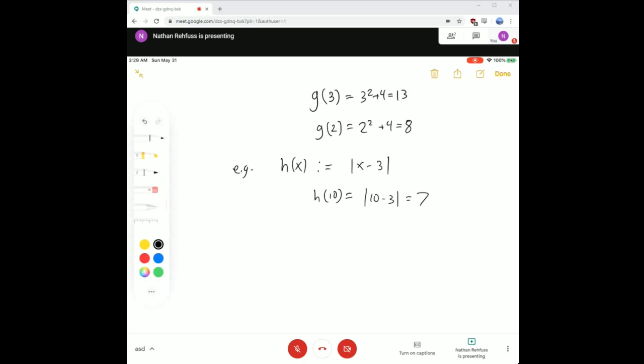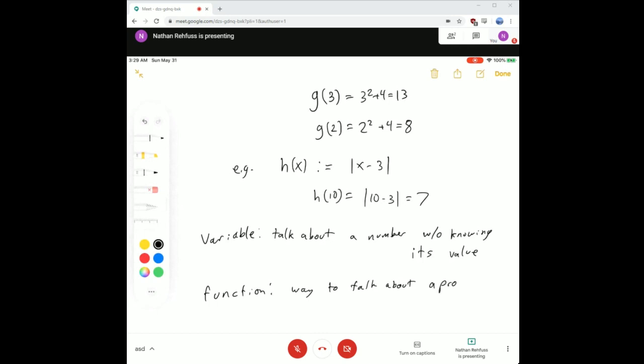Now again, functions behave very differently from variables. A variable is how we talk about a number without knowing its value. A function is a way to talk about a process. So a variable stores a value, a function stores a process. So it's a fundamentally different kind of object.